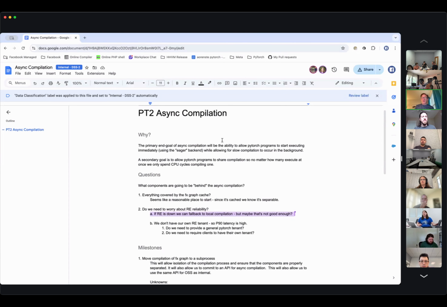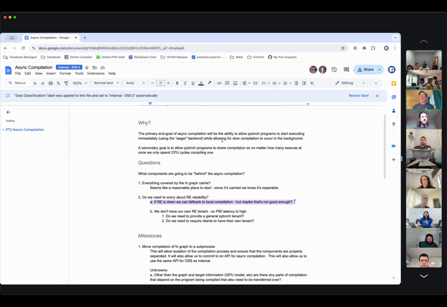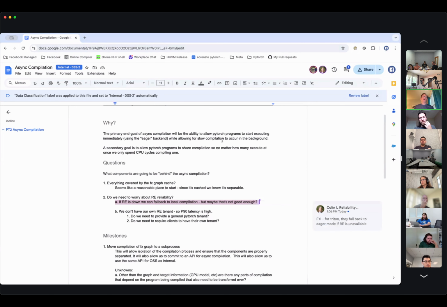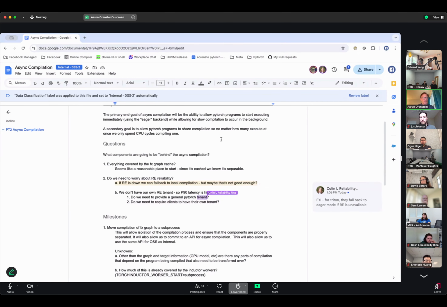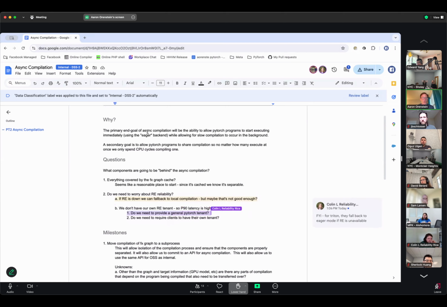Okay, so the basic goal of this thing is to allow PyTorch programs to start actually running stuff immediately while the slow compilation happens in the background. That's one of the goals. Another goal is that if you have 20 or 200 or 2,000 machines all compiling the same thing, we actually only do the compilation once, and then we share that compilation across all those machines to save some cycles. Okay, so that's sort of the why are we doing this?